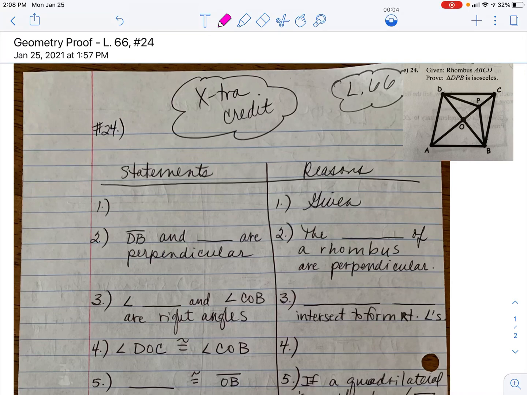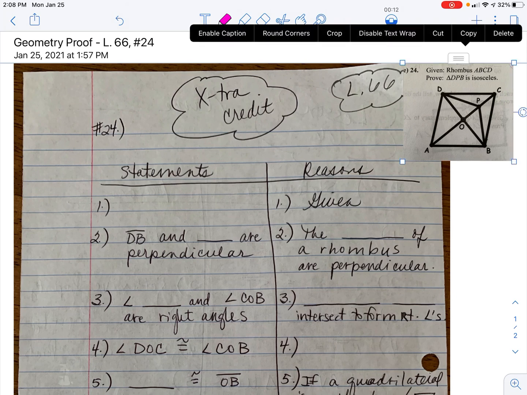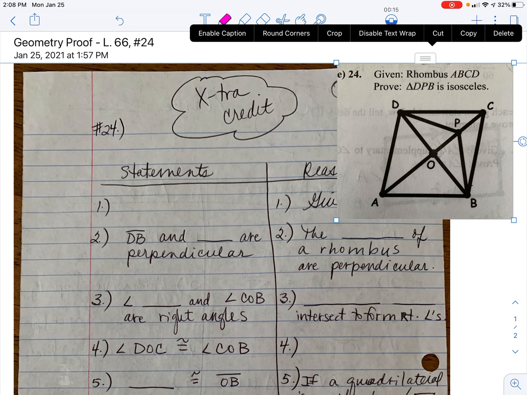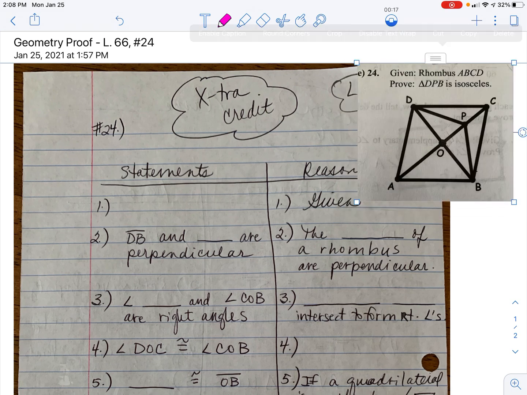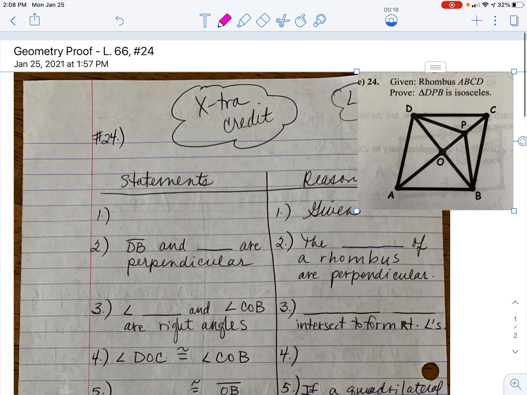Okie dokie, Lexi, here is lesson 66, number 24. This is the last problem of the lesson and the last proof that we need to do. You're going to notice up in the upper right-hand corner, I have a little picture here of the diagram that we're actually trying to prove some things on. Let's look at what we're trying to prove here.